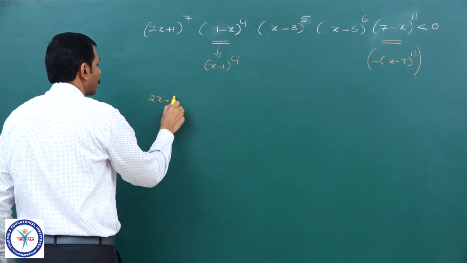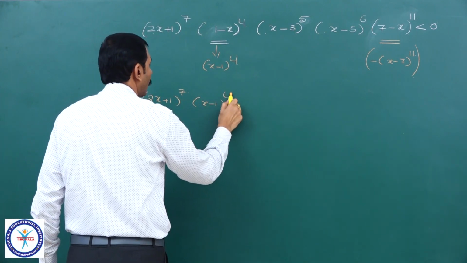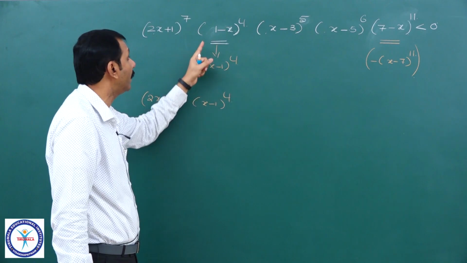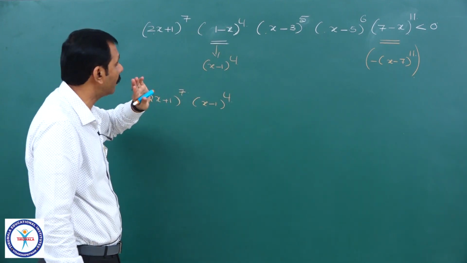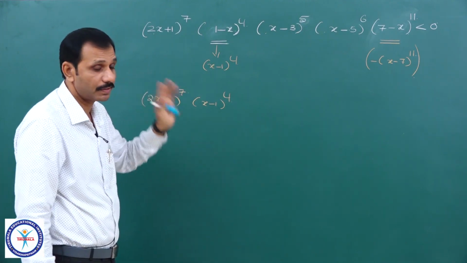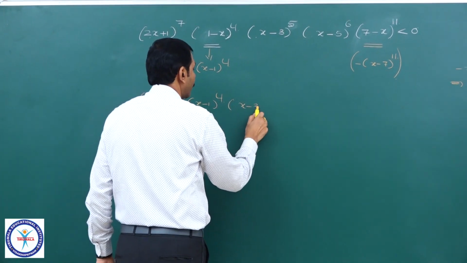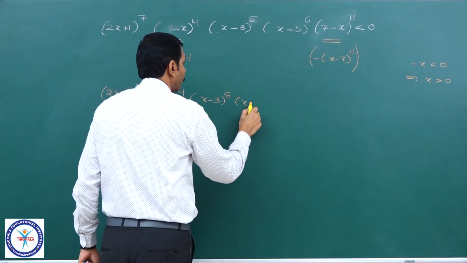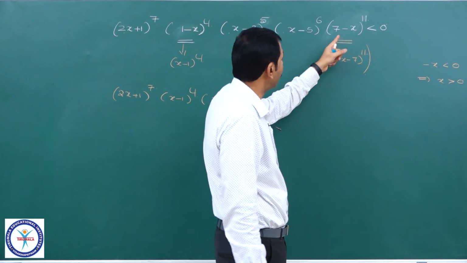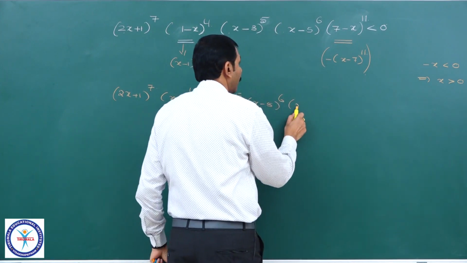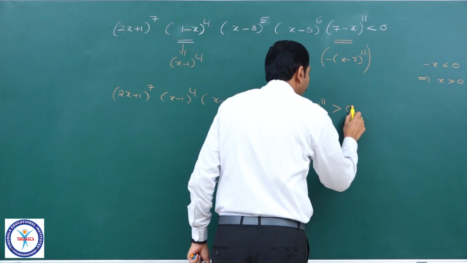It is 2x plus 1 whole power 7. Here I can write it as x minus 1 whole power 4, because of the even power, 1 minus x whole power 4 or x minus 1 whole power 4 will not make any sign change. Will not make any difference. Here it is x minus 3 whole power 5, x minus 5 whole power 6. Because I multiplied with a minus sign here, it will become x minus 7 whole power 11, but of course greater than 0.